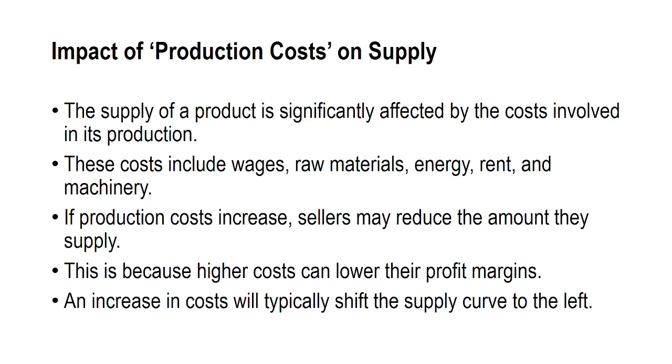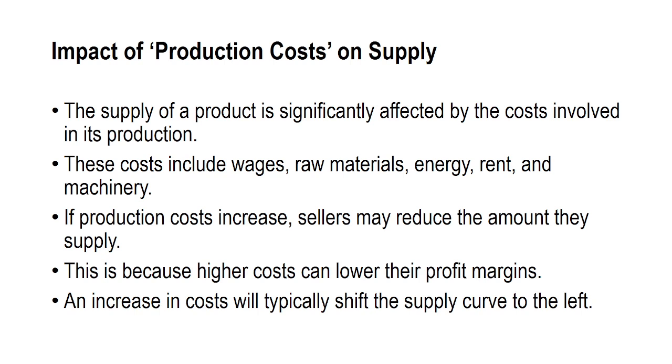The first factor that we want to discuss is the impact of production costs on supply, by increasing or decreasing the supply quantity through a shift in the supply curve. The supply of a product is significantly affected by the costs involved in its production. These costs include wages, raw materials, energy, rents, and machinery, for example.